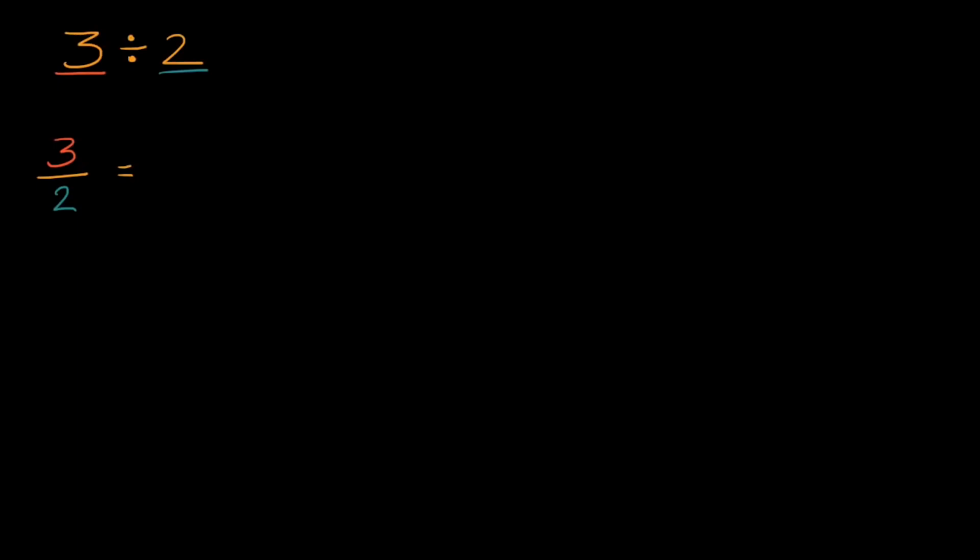Let me write that down. So this is the same thing as 2 plus 1 over 2. And I'm really doing every step here to hopefully make things clear, which is the same thing as 2 over 2 plus 1 half. I could break this up into 2 over 2 plus 1 half. Now 2 over 2 is just 1. And so this is going to be equal to 1 and 1 half.